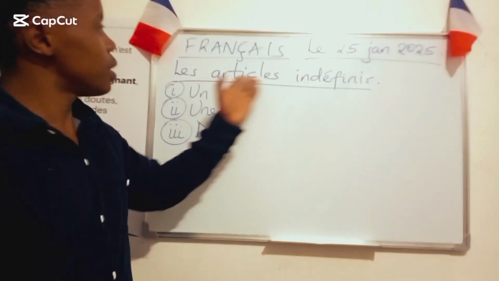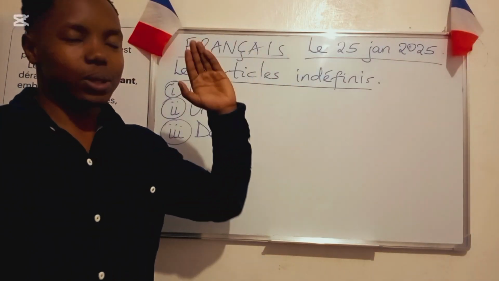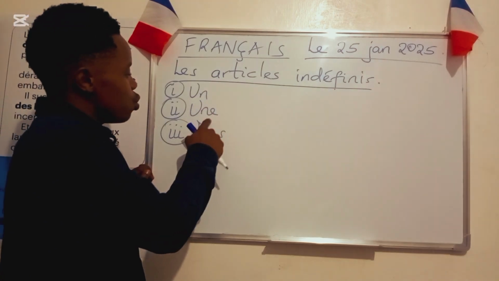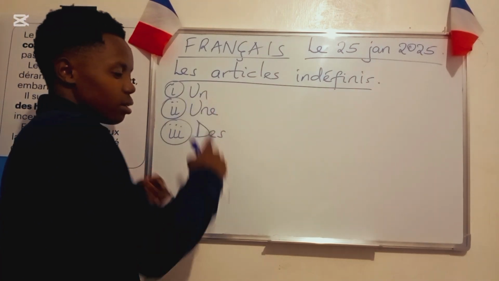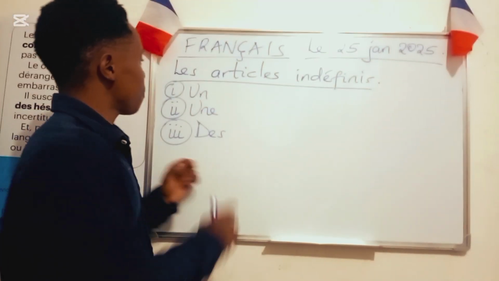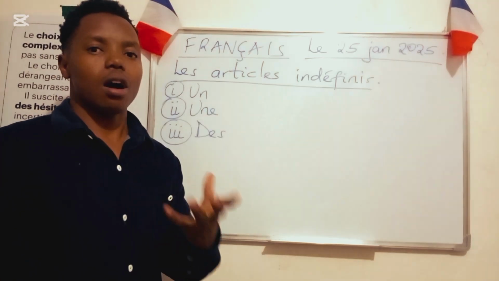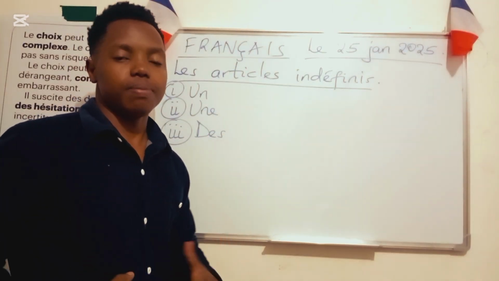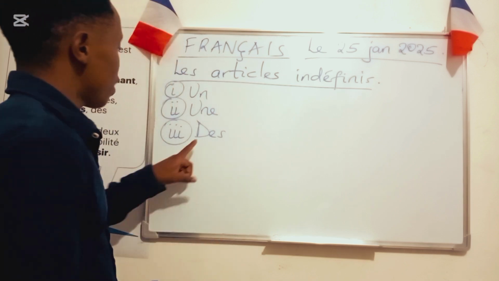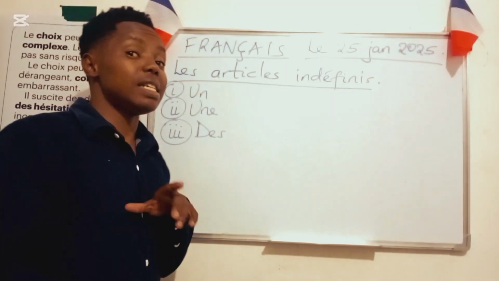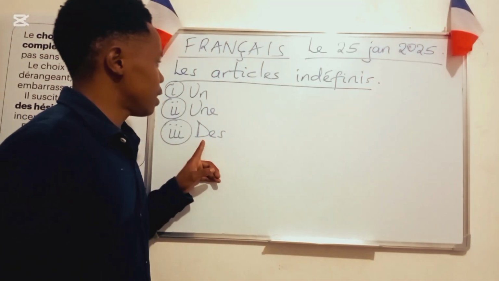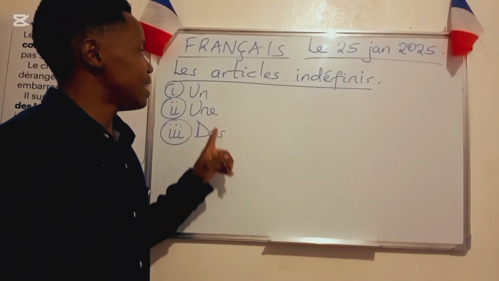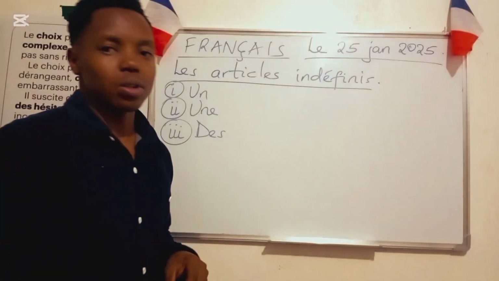Do you know how to use these articles? Indefinite articles. En français, nous avons un, une, des. Un, get the pronunciation correct also. Un, un. Then we have une, une. We have des. It's not des. It's des. Un, une, des. These are the indefinite articles in French.